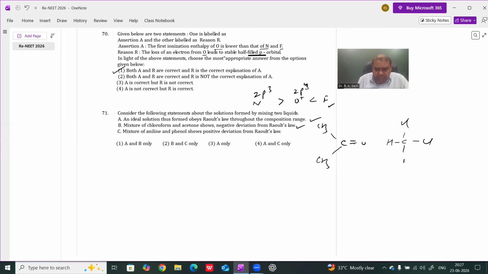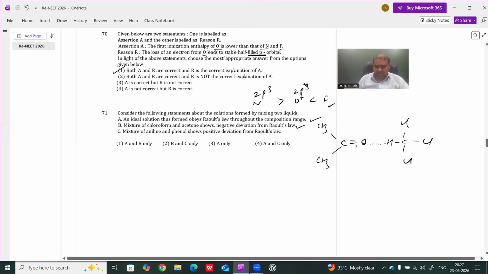Dear students, I would say you should always learn and read your NCERT book because such types of examples are directly given in your NCERT book.